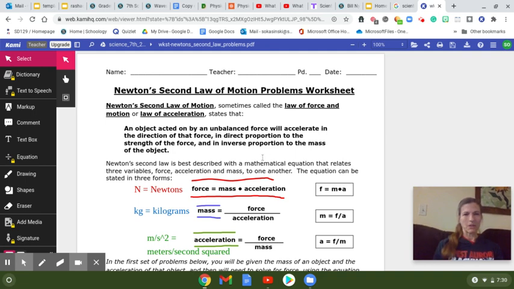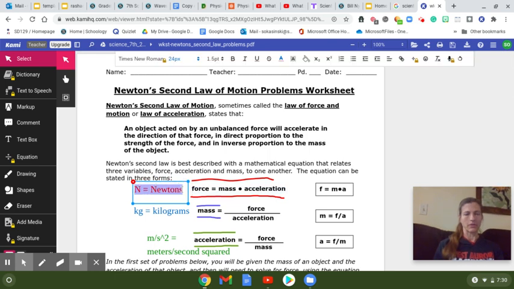All right, so there's going to be 3 types of calculations you're going to need to do for this assignment. First, you're going to be calculating force, which is calculated by multiplying mass times acceleration. Force is always measured in newtons. We use capital N as an abbreviation.